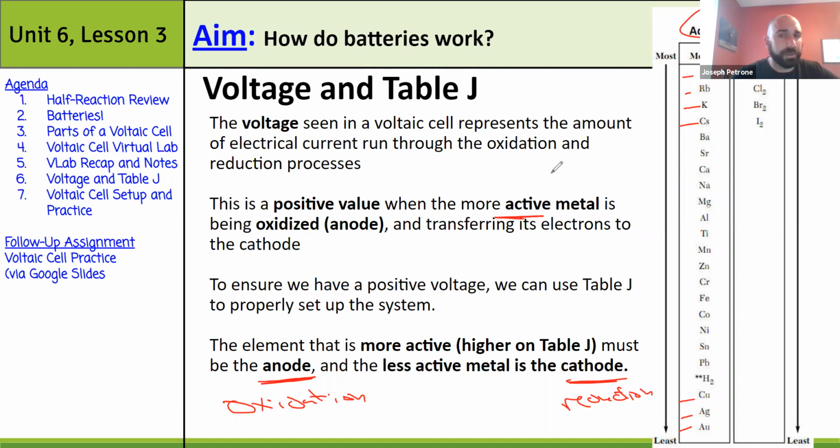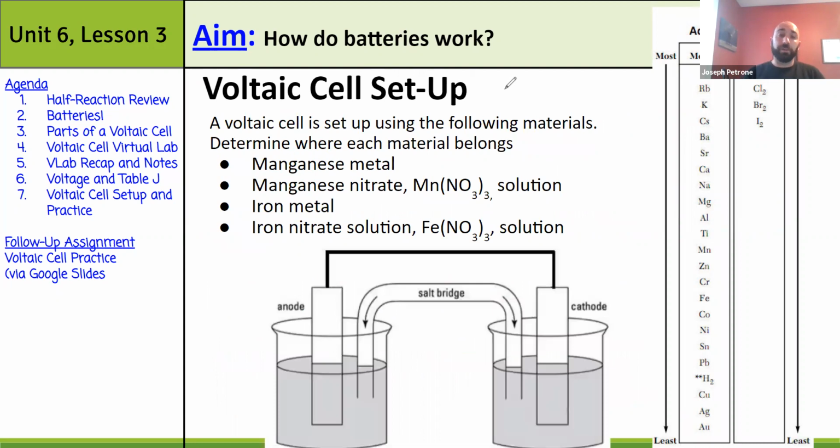All right, so let's take a look at how this works now. You are given a typical voltaic cell setup. We've got a couple beakers, we have our salt bridge, we have an anode, a cathode, and a wire connecting the two. Now we want to determine which material is supposed to go where. We have manganese metal, manganese is Mn, a manganese nitrate solution, Mn(NO3)2, an iron metal, iron is Fe, and then an iron nitrate solution, Fe(NO3)2.